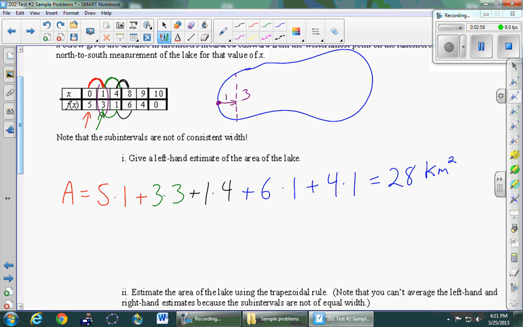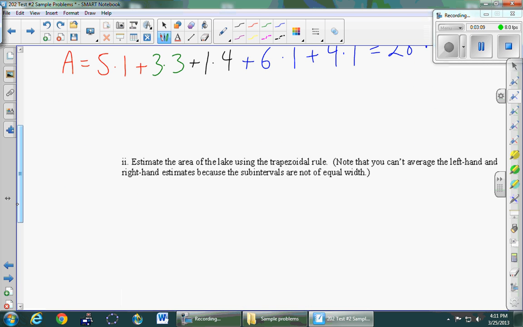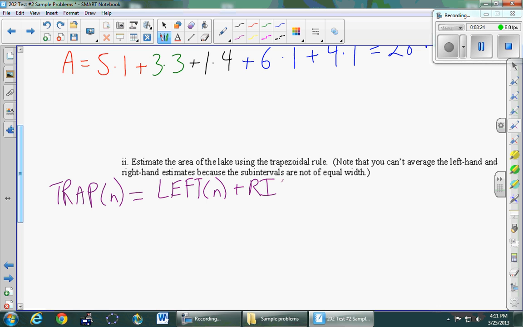Part II, or part 2 down below, estimate the area of the lake using the trapezoid rule. Note that you can't average the left-hand and right-hand estimates because the subintervals are not of equal width. So in class, we did see a formula that said that if you want to find the trapezoid estimate for n trapezoids, it was a simple matter of averaging the left-hand estimate with n rectangles and the right-hand estimate with n rectangles. So add them and divide by 2.